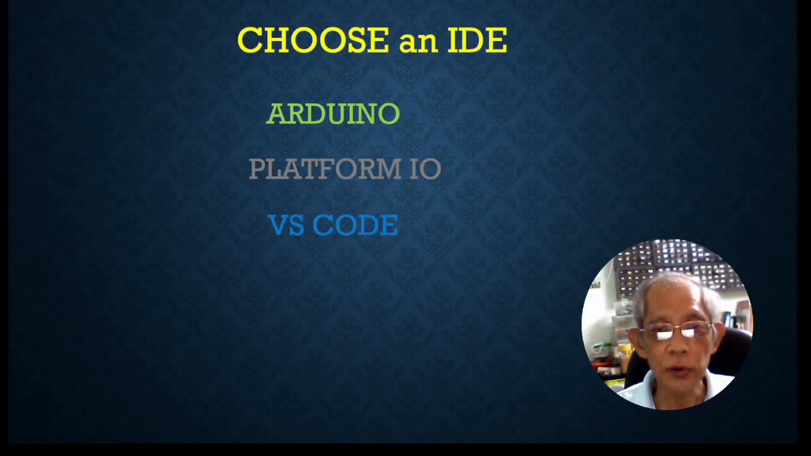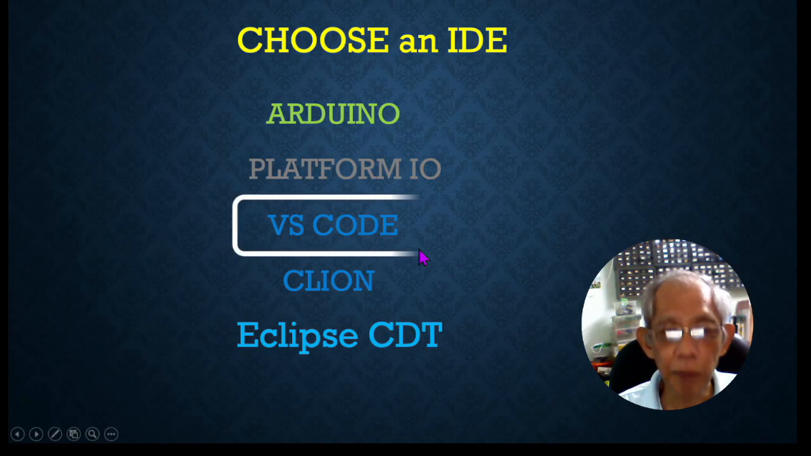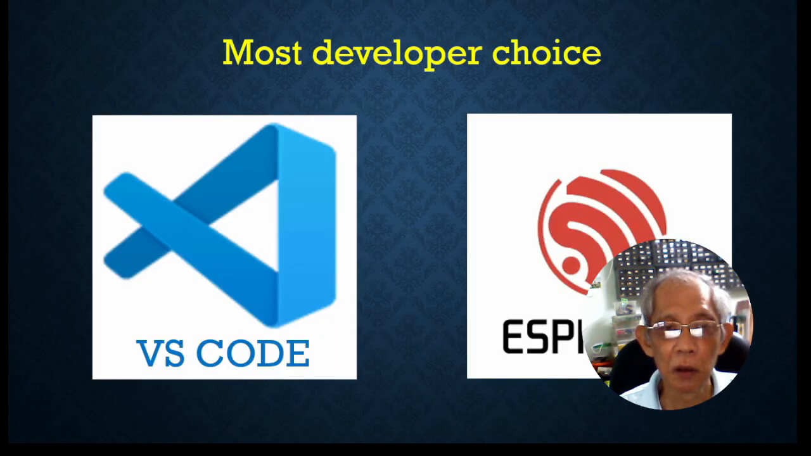VS Code is the most used among developers. In our video, we will use it for our coding example. CLion is another strong IDE, but if your PC spec is low, it may not run smoothly. Eclipse is another choice, but it does not have full ESP-IDF support. So that's why we prefer VS Code. VS Code provides full ESP-IDF support. Whenever there is any Espressif update, it can be directly plugged into VS Code with zero downtime.